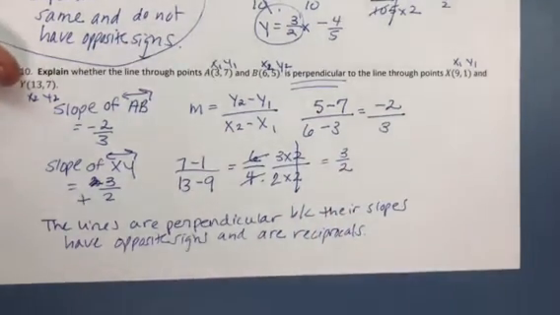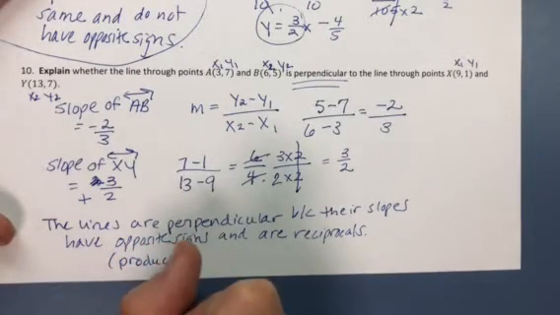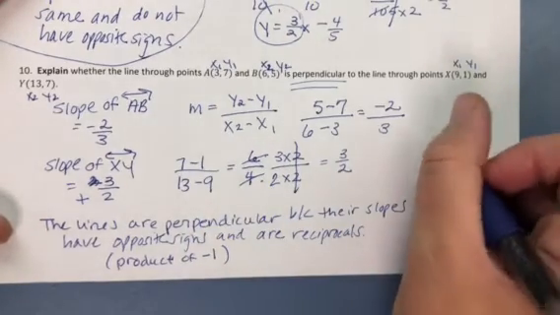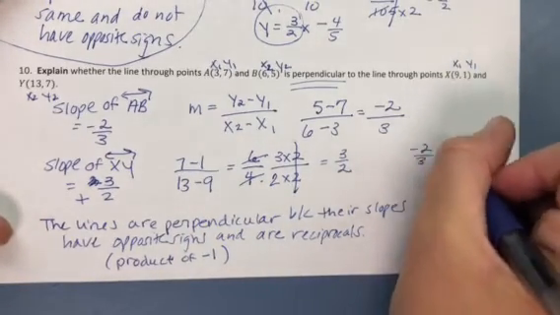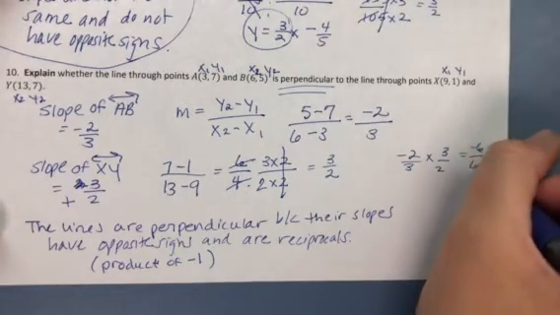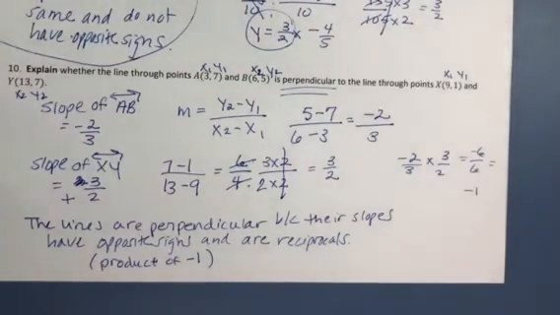Alternately, instead of saying that, you could tell me that their slopes have a product of -1. But you might need to actually check that to prove that. So negative 2/3 times positive 3 halves, I get -6 over positive 6, which is -1. All right, that's the end of page 2.